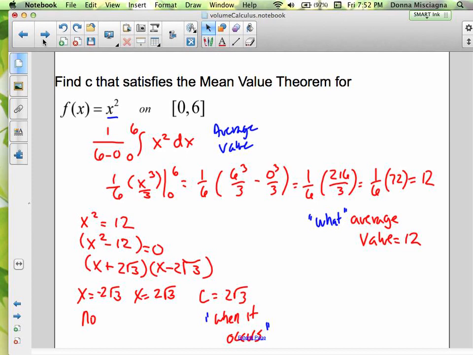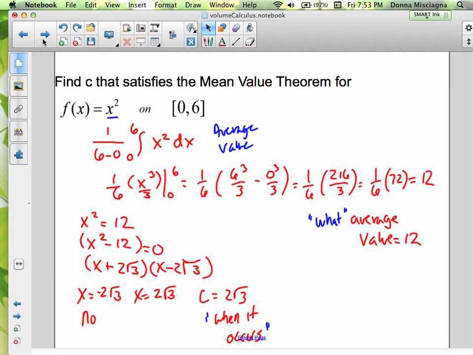All right, so now I have 1/6 times x cubed divided by 3, evaluated from 0 to 6. That gives us 1/6 times 6 cubed divided by 3 minus 0 cubed divided by 3. Well, that's just 0. So we have 1/6 times 216 thirds, which is 72. So 1/6 of 72 is 12. 12 is what? That is the average value of the function.